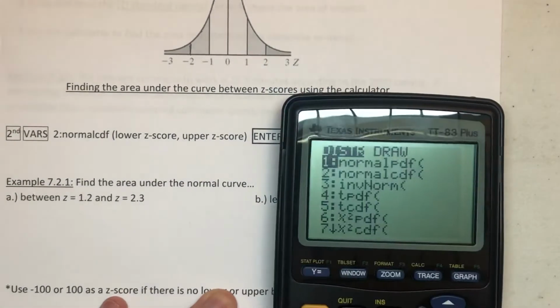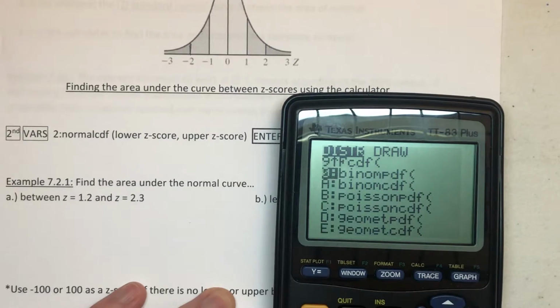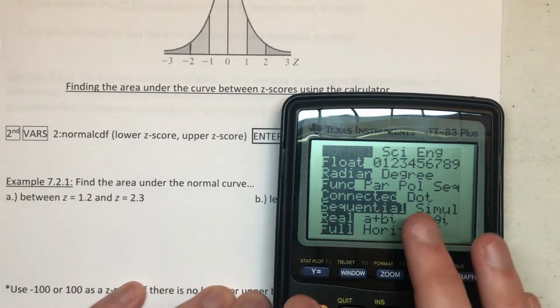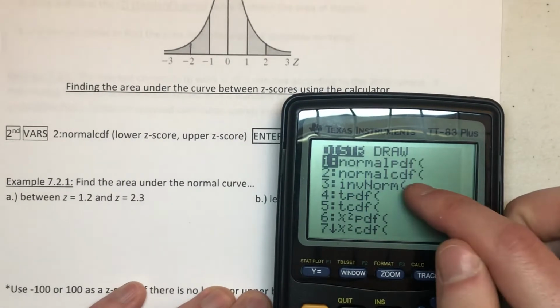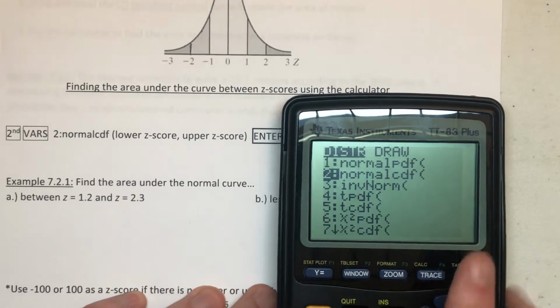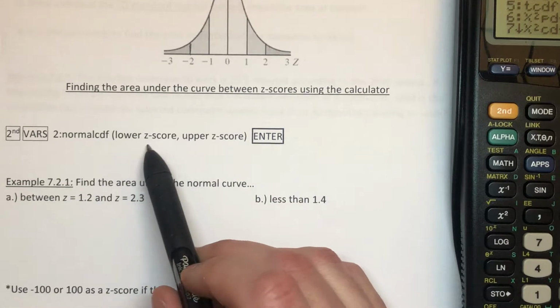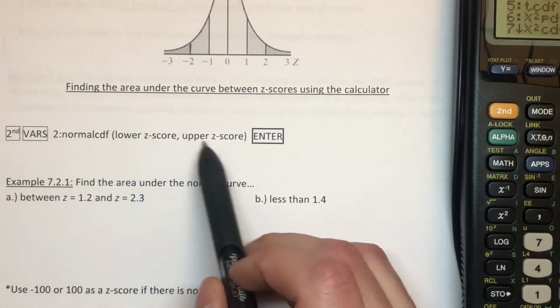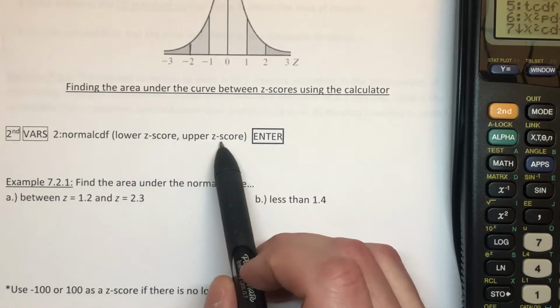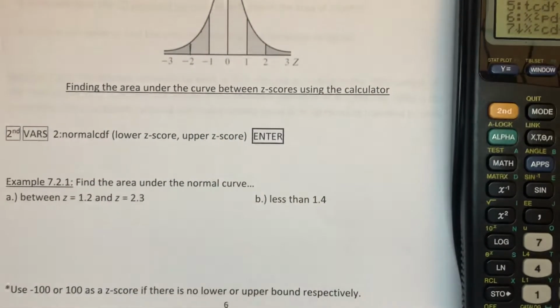It's got quite a list, and in fact, we've visited this list before in an earlier chapter. We went towards the bottom of the list and used things like binom PDF and CDF. But now, when I hit second vars, I want the second option, normal CDF. Whenever you're using this function, the way we want you to be familiar with it is that it requires 2 z-scores, a lower and an upper. Basically, the leftmost and the rightmost point of an interval that you want to look at the area between.